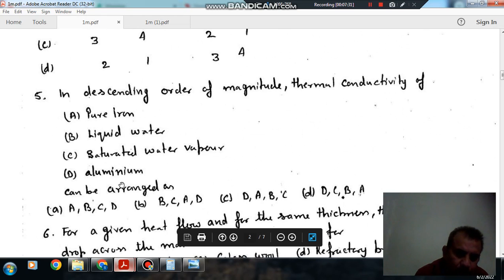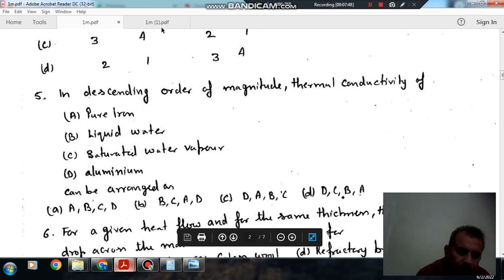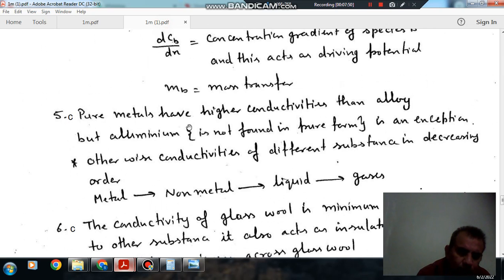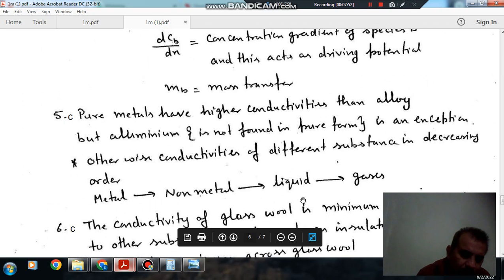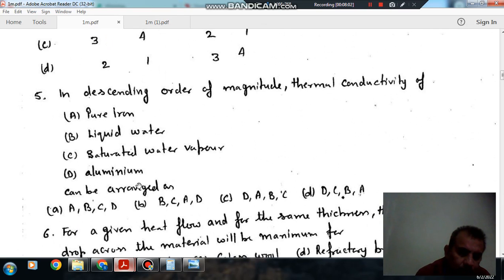D, aluminum has the highest thermal conductivity, higher than pure iron. Aluminum is the exception, having higher thermal conductivity, and then it is pure iron, then liquid water, and then saturated water vapor. So the order is metal, non-metal, liquid, and gases. Steam can be taken as a gas, and water can be taken as liquid, and the only exception is that aluminum has high conductivity.